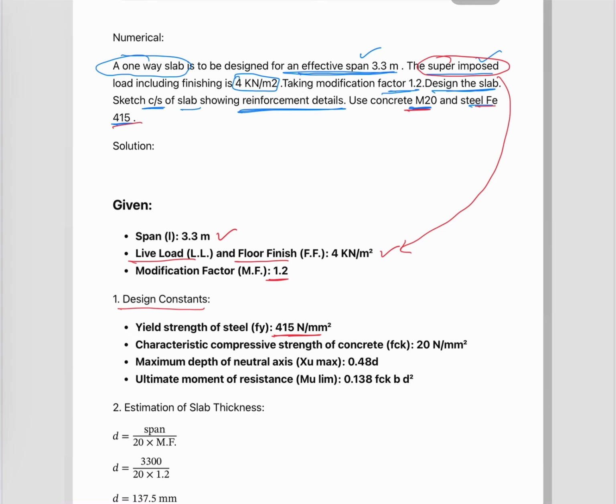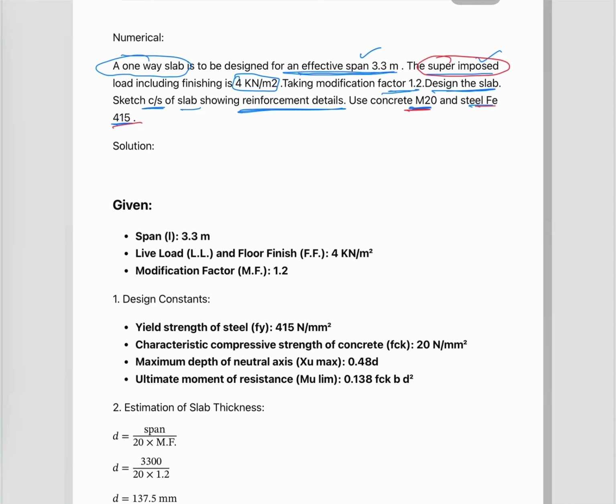The characteristic compressive strength of concrete, which is fck, is 20 newton per mm square. So these two things are coming from here. There is no extra exercise we have done. Understand? So let me just remove all these things so you can see them properly.